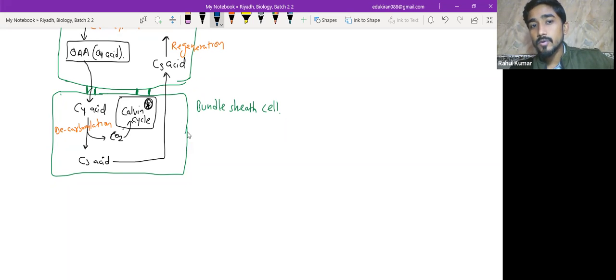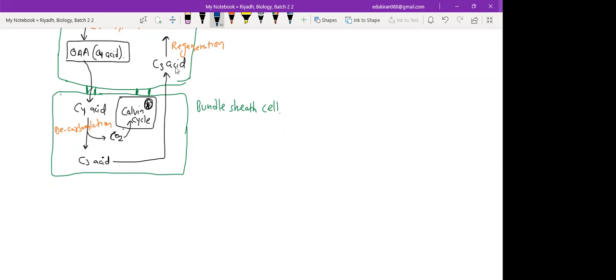So if the question comes that in a C4 pathway, where does the process of the Calvin cycle, the process of synthesizing sucrose or glucose, take place, then you will say the chloroplast of the bundle sheath cell, because they have 2 types of cells. In the chloroplast of the mesophyll cells, there is no Calvin cycle happening. Is it clear? Okay, very good.